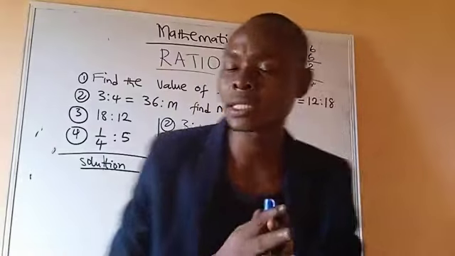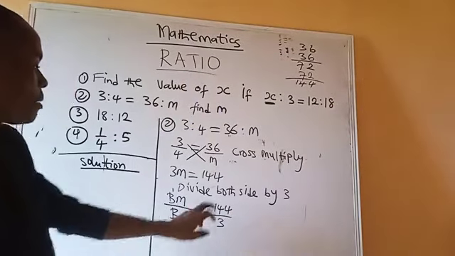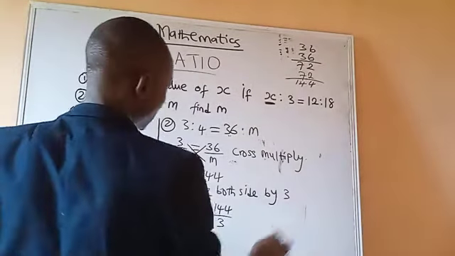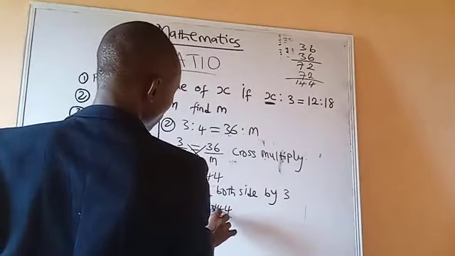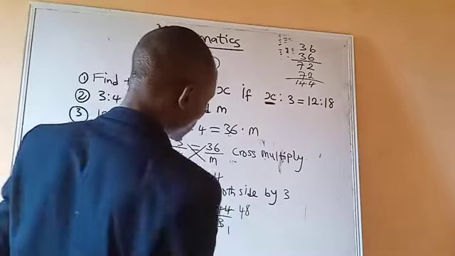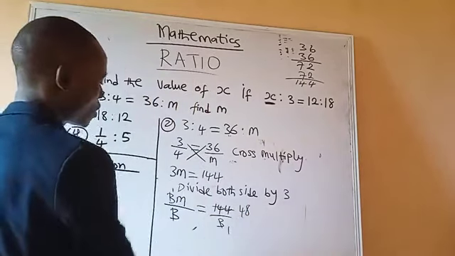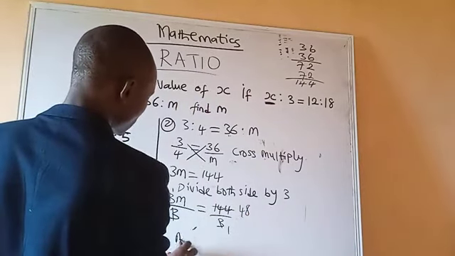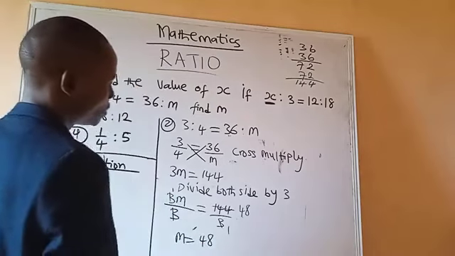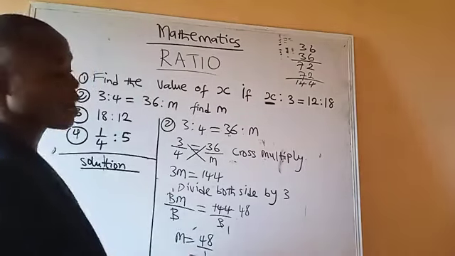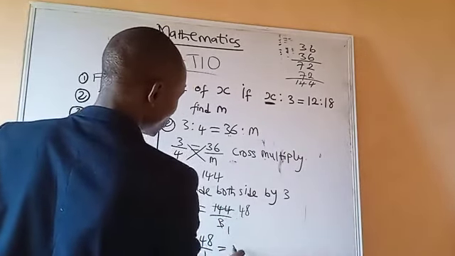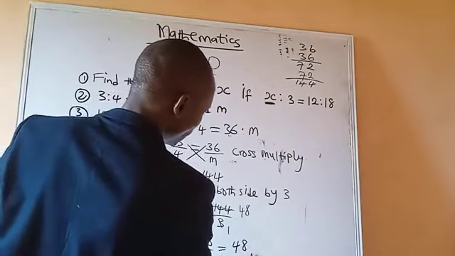So have you done that? 3 divided by 144. What's your answer? Somebody said 3 into 144, somebody said 48. Is it correct? Yes, it's correct. So our m now is equal to what? 48 over 1. Some people ask me what this one was. 48 over 1 is written as what?